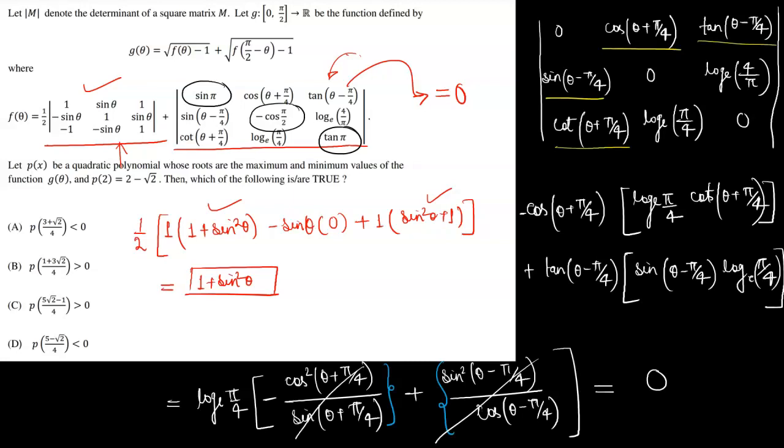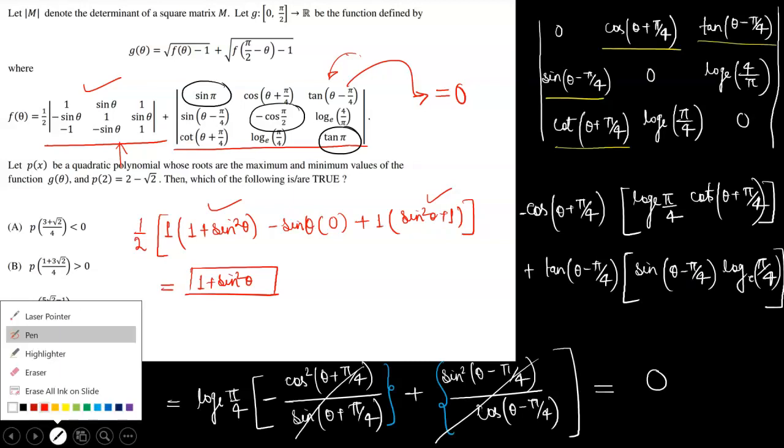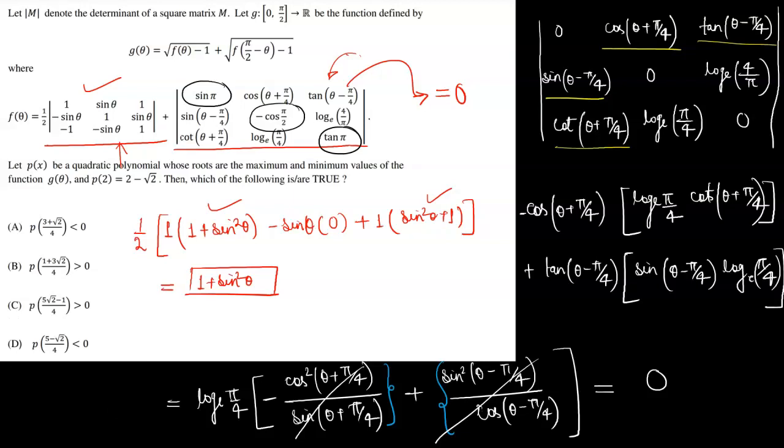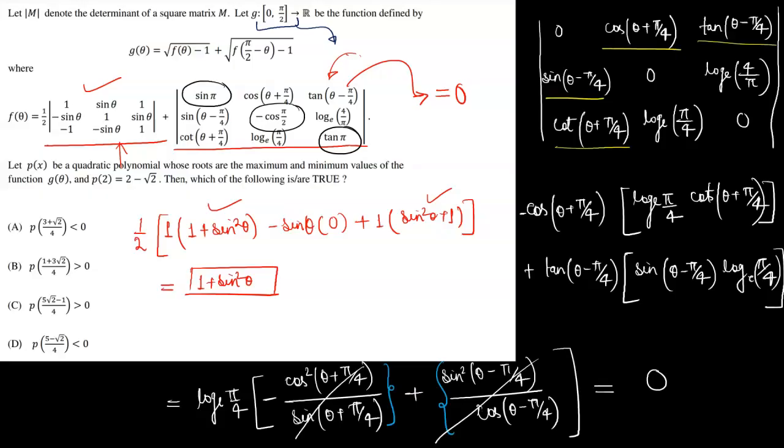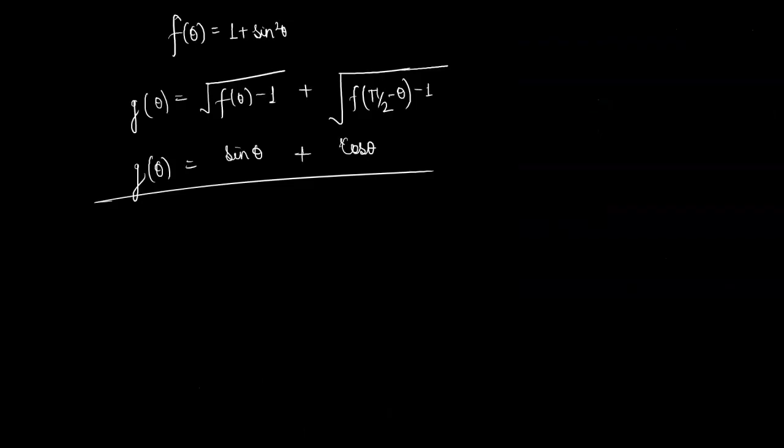Since theta is between 0 to pi by 2, you can see here the mapping of the function, which is given as 0 to pi by 2. Here sine will be positive, so there is no need of putting mod there. Mod is not needed here since sine theta is positive. Fine. Sine of pi by 2 minus theta will be cos theta, 1 plus cos square theta, that will be cos theta. Fine. So finally we have the function g theta equal to sine theta plus cos theta. And we have the domain of theta as 0 to pi by 2.